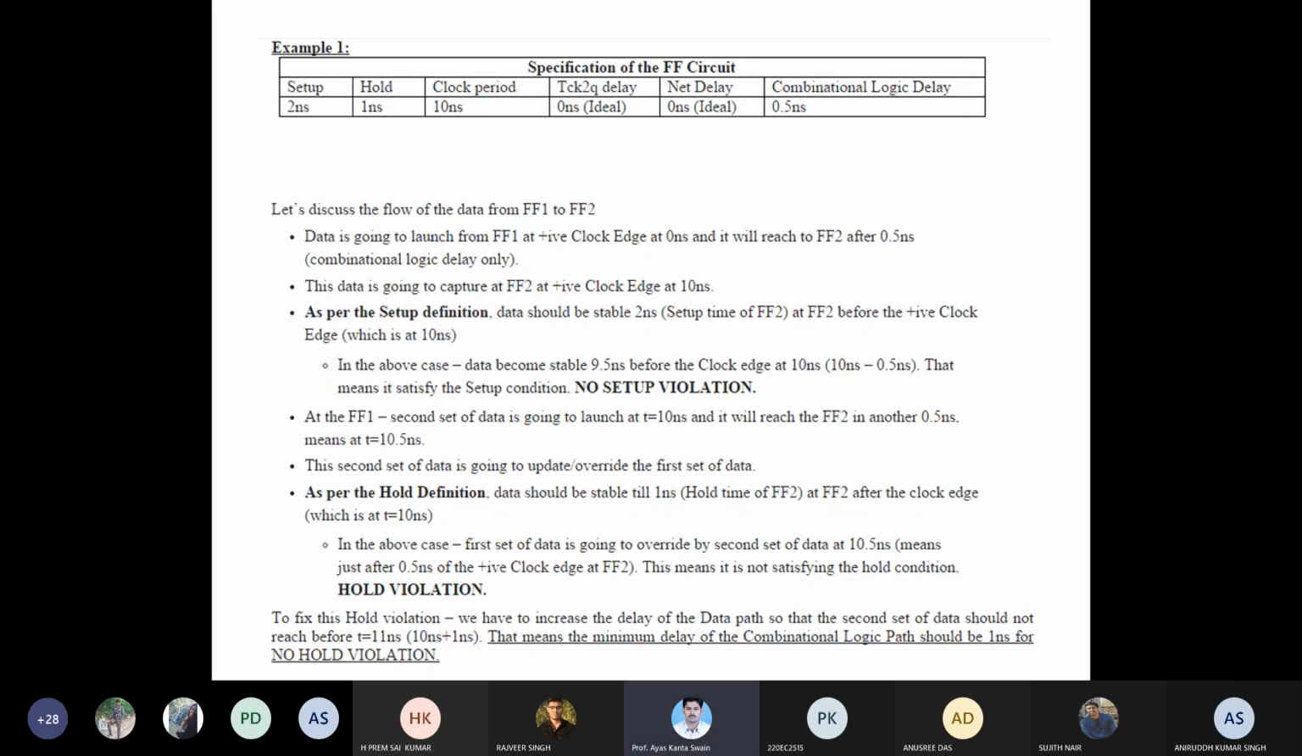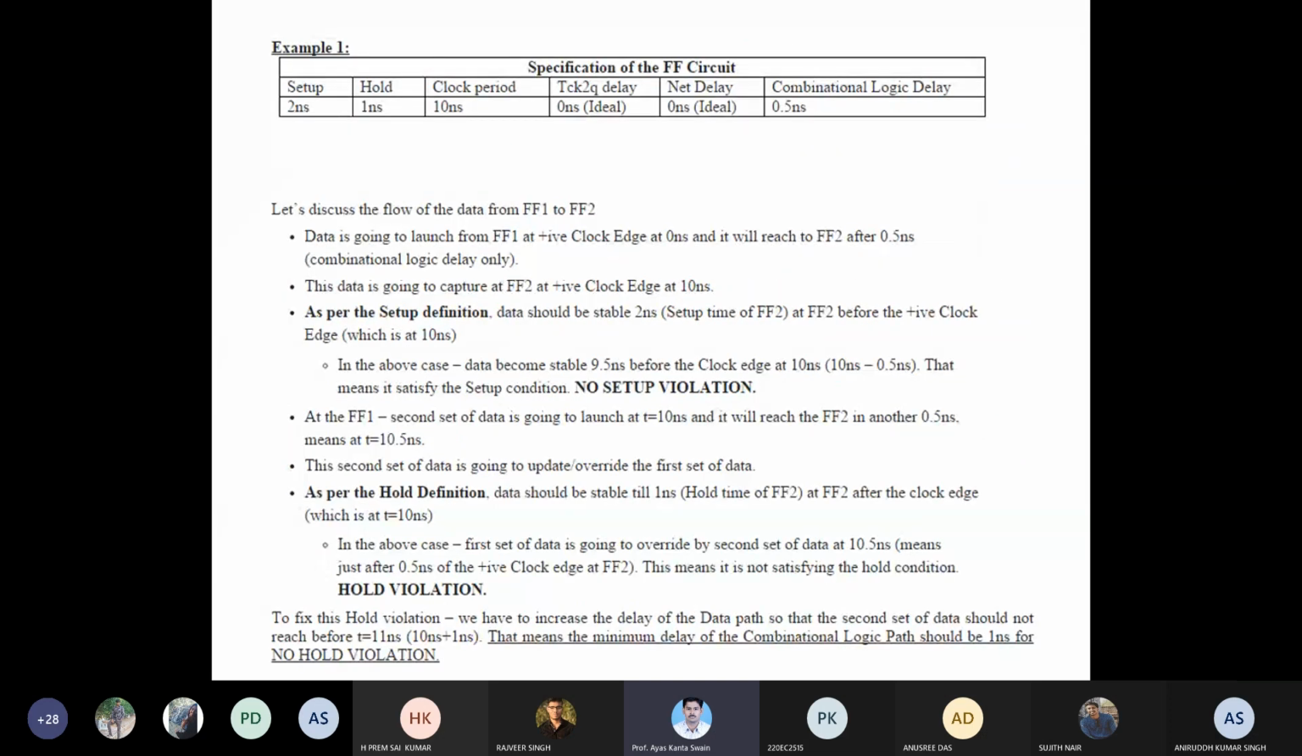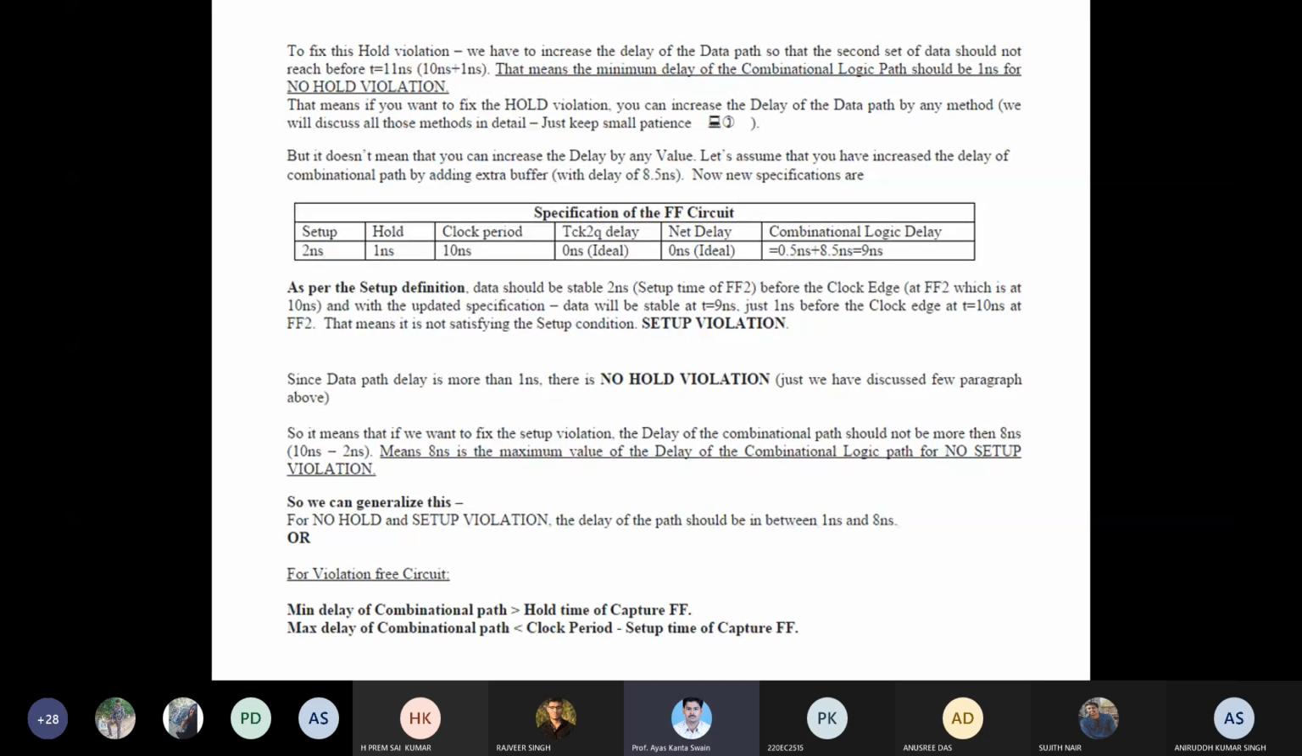Okay, so I think all of you got this. Now we'll go to the next slide. Now here we also have to summarize something. You are telling me that I will increase the delay of the combinational path, and it has to be a minimum of 1 nanosecond. Somebody will ask, sir, why 1 nanosecond? I will increase 2 nanoseconds. Somebody will take 3 nanoseconds, somebody will take 5 nanoseconds. So we should have a limit to this. You can't unnecessarily keep on increasing, because if you increase, then it may affect the setup violation.